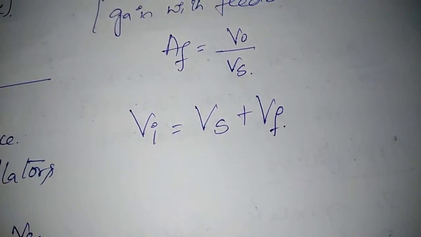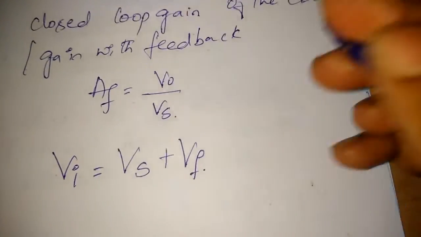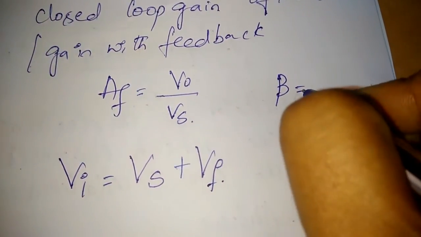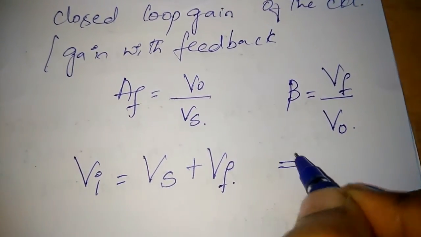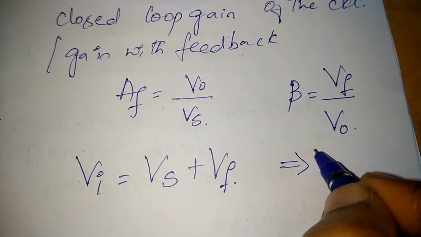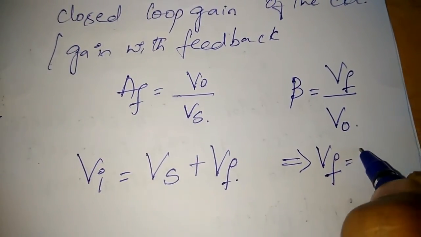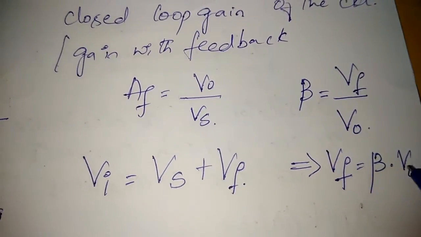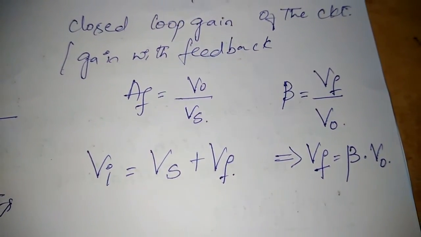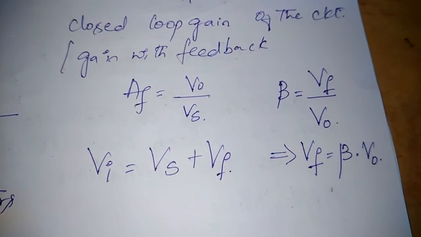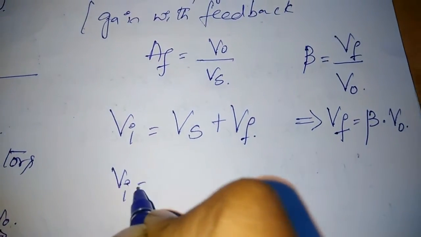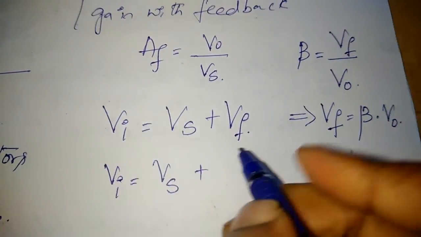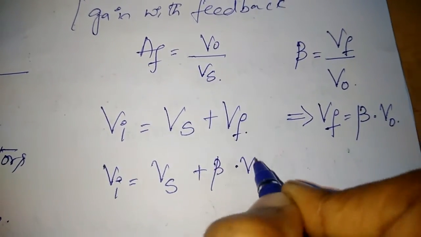And from the feedback network we can write beta is equal to Vf divided by V naught. So this implies Vf is equal to beta into V naught. Now you substitute this into the input equation. So Vi will be equal to Vs plus Vf, which is beta into V naught.